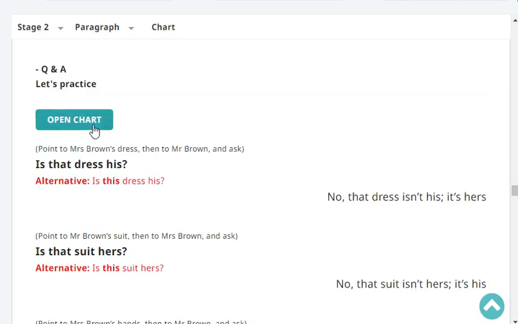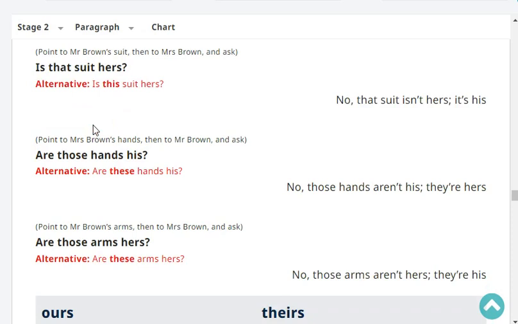Okay, let's use this. Is that dress his? No, that dress isn't his. It's hers. Right? Is that suit hers? No, that suit isn't hers. It's his. Very good.